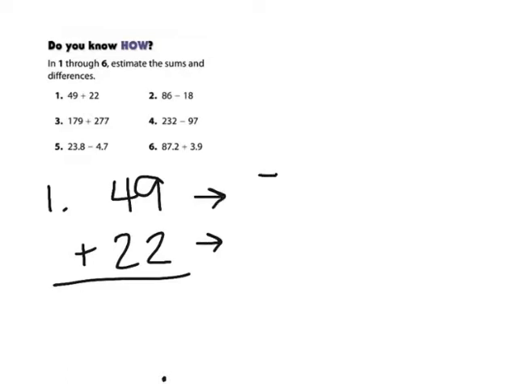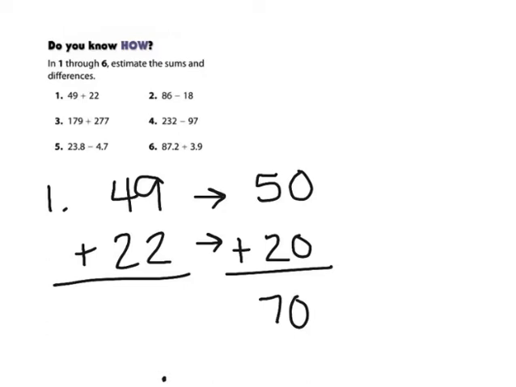So 49 is closer to 50. 22 is closer to 20. What would my estimation be? 70. Done. Okay. Then you go on and you go ahead to number 2.